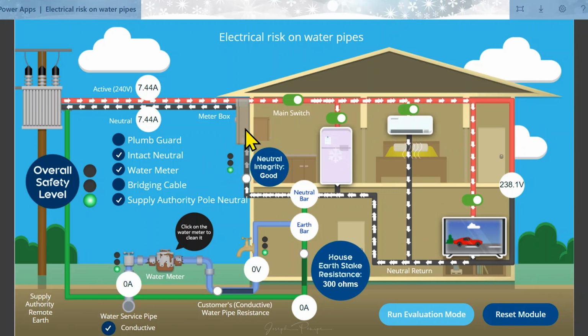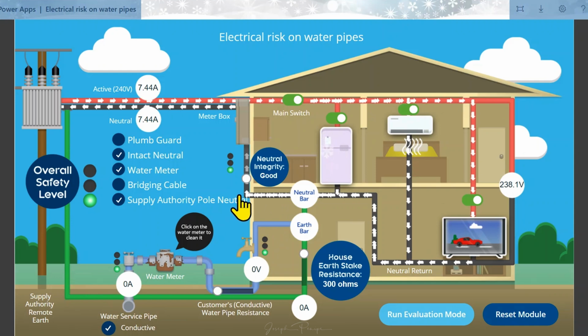If there was a fault in the neutral return path in the property, for example, one realistic scenario could be that the terminations on the neutral wiring at the meter box could become loose, or there could be a build-up of dust or dirt, in which case that would create a high resistance path for the electrons in the loop to continue flowing back to the transformer.